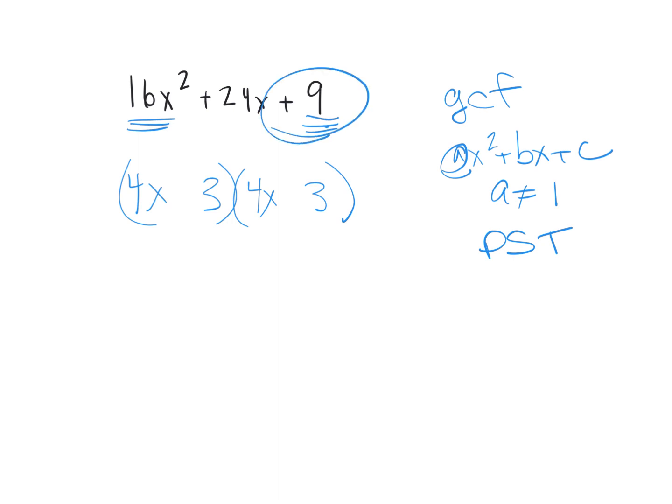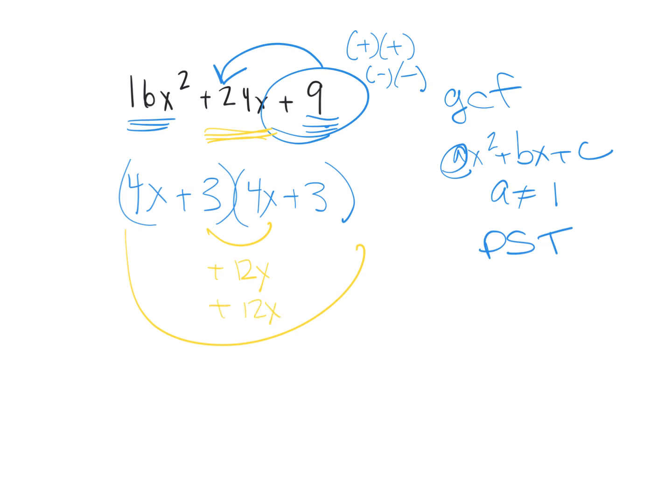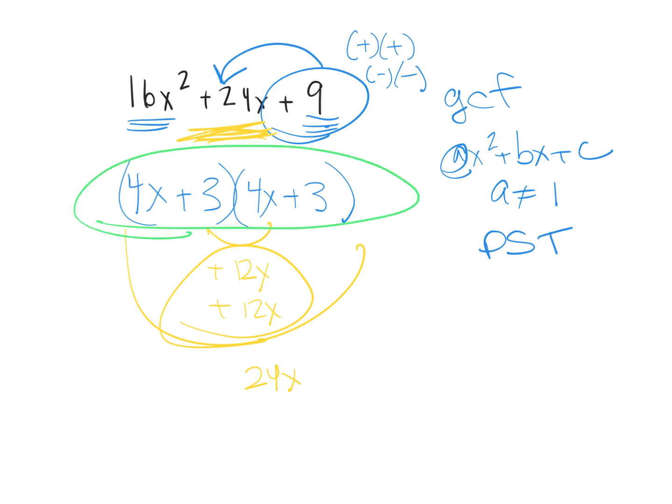This being positive tells me that my parentheses are either going to be 2 positive signs or 2 negative signs. If I look over here, that tells me it's going to be 2 positive. Remember, I always want to check with the perfect square to see if this middle term works out correctly. If I multiply here, that gives me a positive 12x. And if I multiply here, that's a positive 12x. Add those together would give me 24x, which is what we were looking for as our middle term. So then this is the correct factorization.